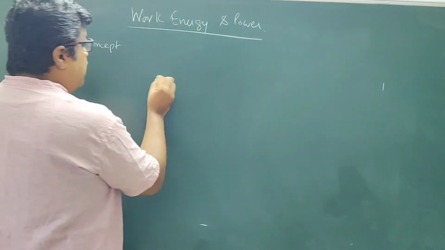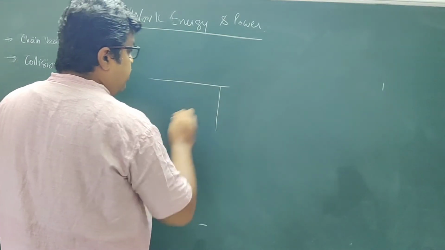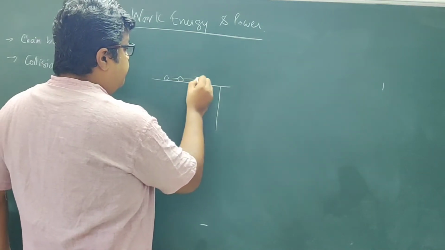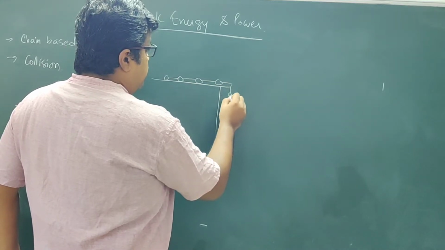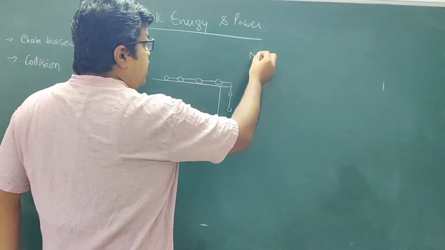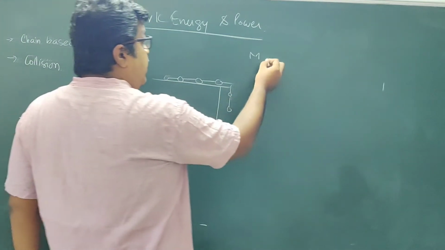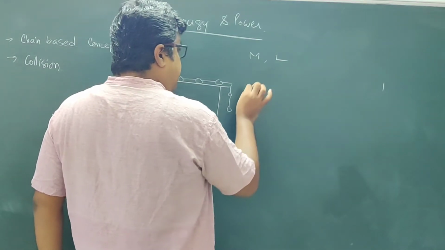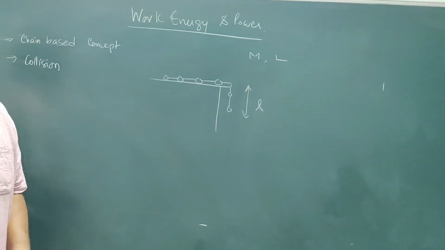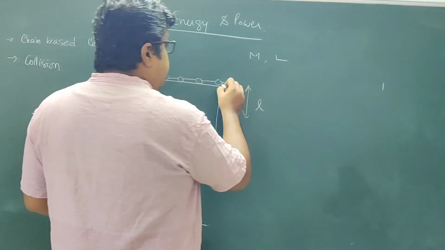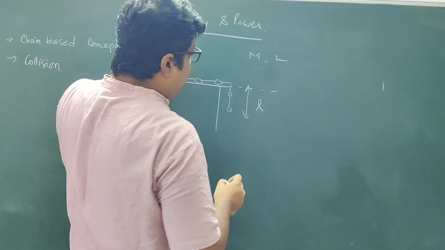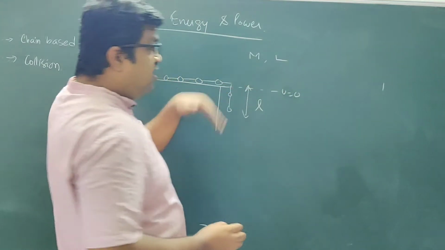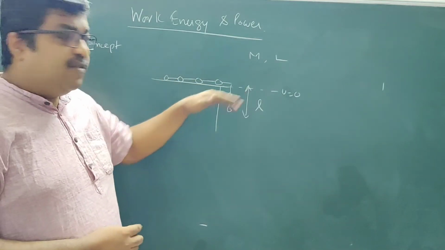Now suppose you have a table. This is the leg of the table, this is the tabletop, and this is the chain. Suppose the mass of the chain is m, the total mass, and L is the total length of the chain, and this hanging part is of length l. If the table level is taken as potential energy equal to 0, that is the reference level.